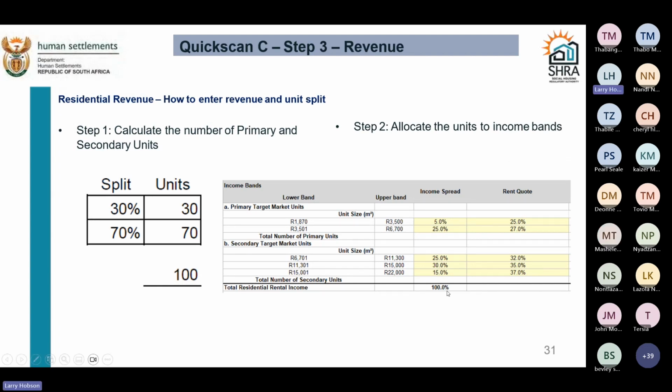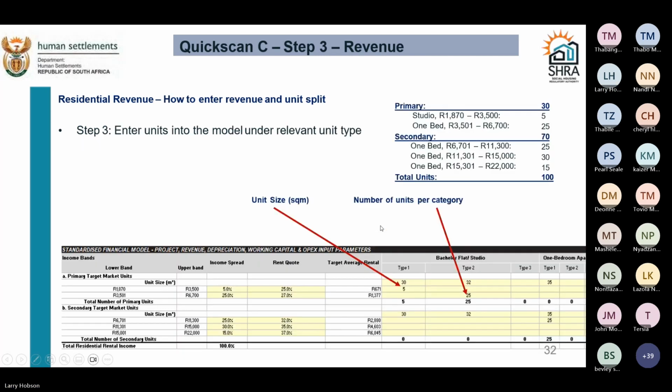This is a slide just to highlight the 30% and 70% split that we've already spoken about, split between primary and secondary. And this slide is about more detail on how to enter the units. We briefly covered that on the previous slide.